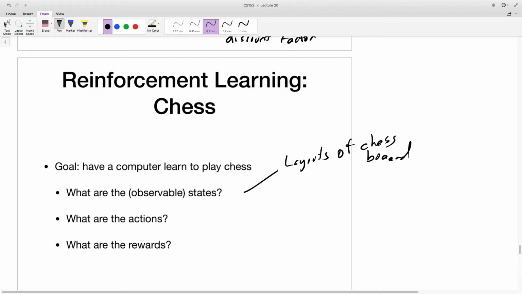Now, you can't just do that separately for each of the 64 squares, because, well, I guess we can have two white queens, but we can't have two white kings. We can only have one of those. But think of it just as a picture of the chessboard, and we can encode that however we need to encode that. What are the actions?